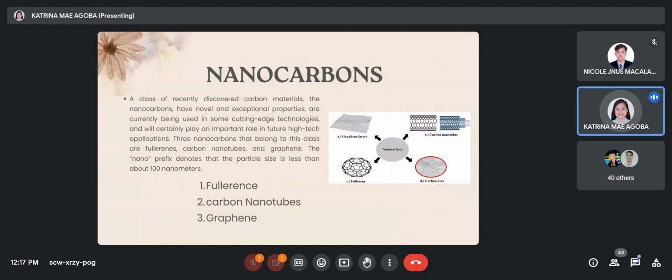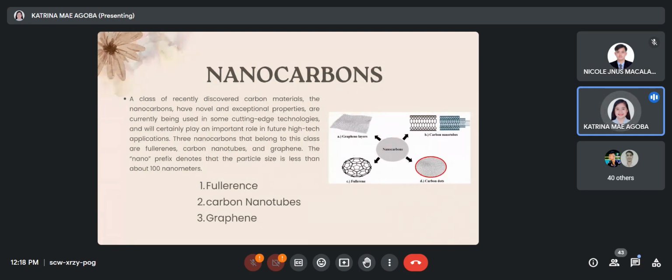The nanocarbons, a class of recently discovered carbon materials. The nanocarbons have novel and exceptional properties, are currently being used in some cutting-edge technology, and will certainly play an important role in future high-tech applications. Three nanocarbons that belong to this class are fullerenes, carbon nanotubes, and graphene. The nano prefix denotes that the particle size is less than about 100 nanometers.